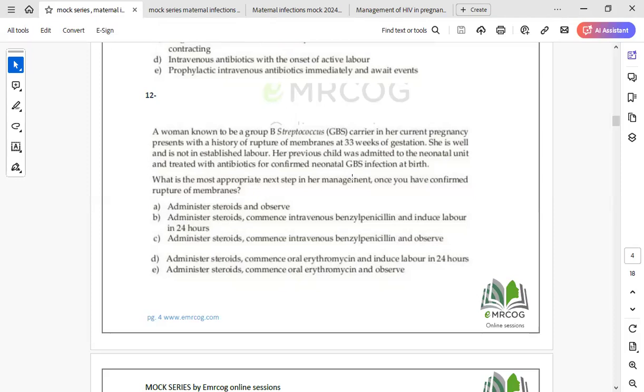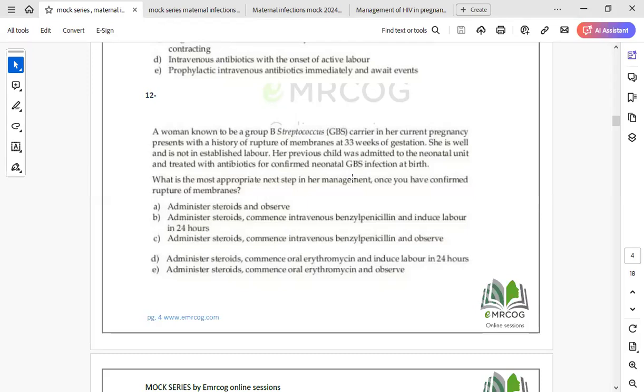Let's take it step by step. She is not in established labor, she has PPROM, and she has a previous history of GBS. If this woman was at term, I would induce her right now. But this patient is in premature labor. They give you another piece of information, that her baby was admitted with GBS infection, to tell you that this patient needs IOL.